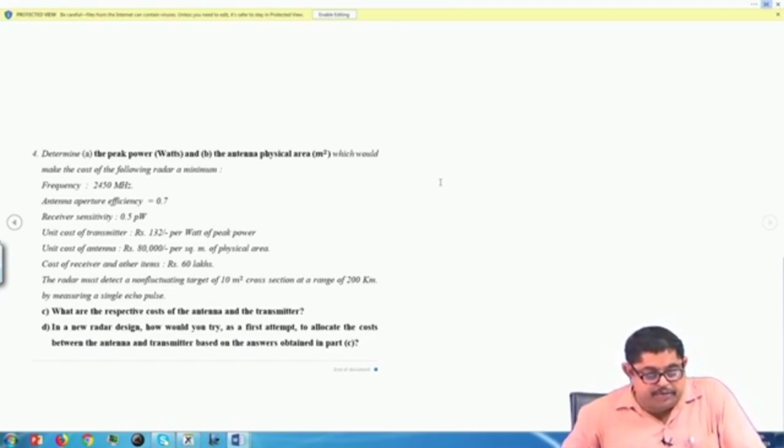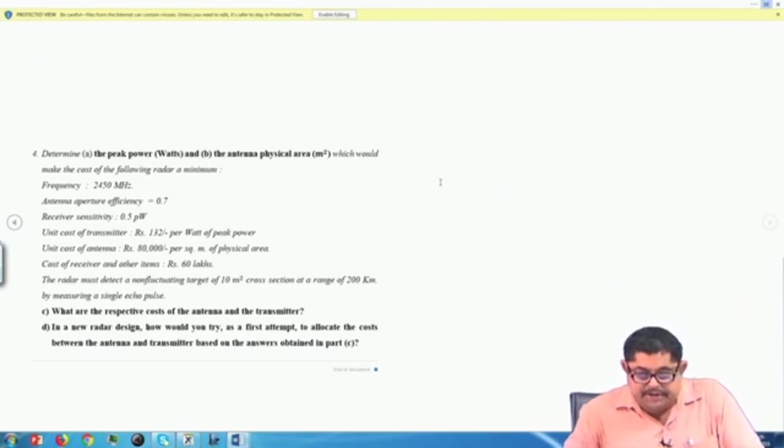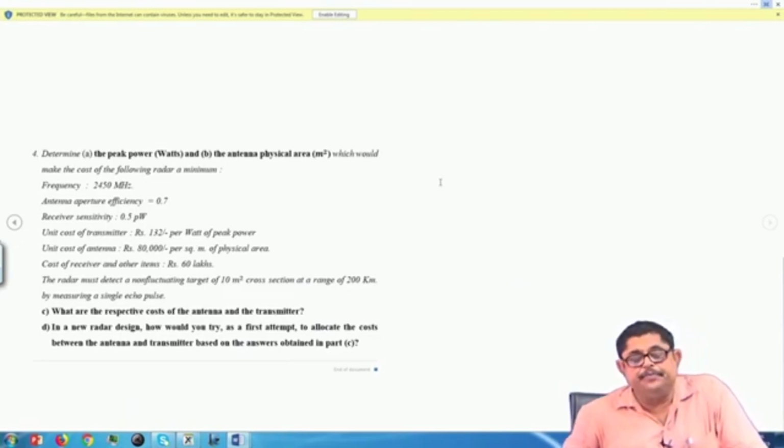So, you will have to find what are the respective cost of the antenna and the transmitter, and then based on that in a new radar design, how you try as a first attempt to allocate the cost between the antenna and transmitter based on the answers obtained in part C. So, you will have to find peak power and antenna physical area which would make the cost of the following radar a minimum. Also you find the respective cost of the antenna and the transmitter. So, 4 things need to be found out.